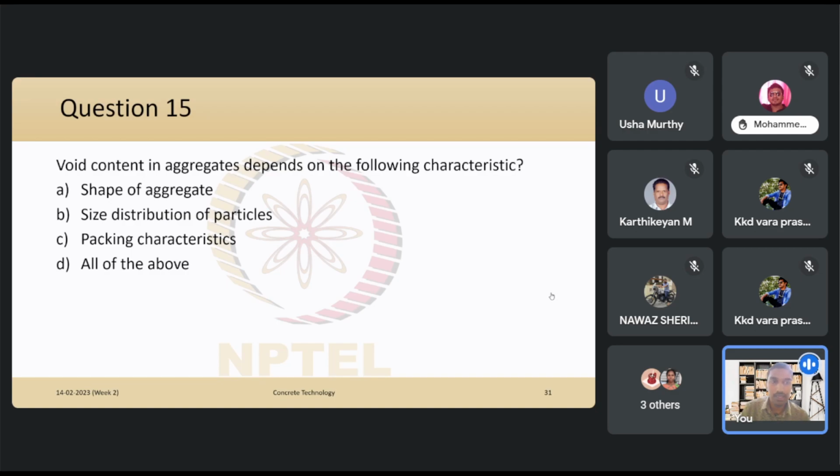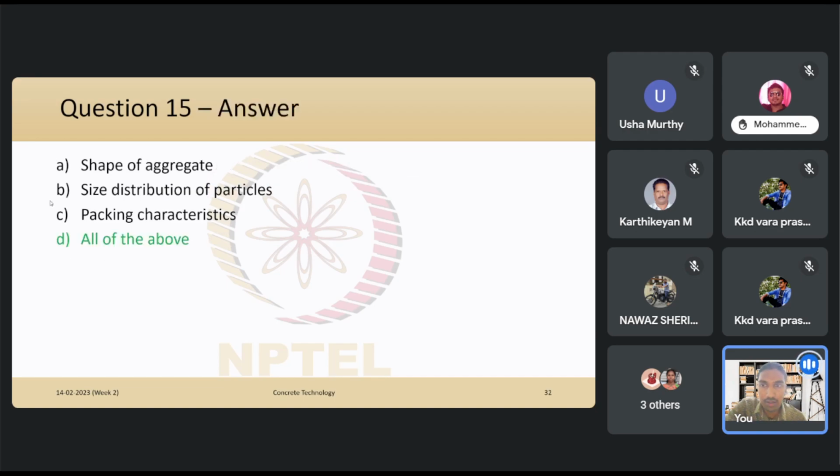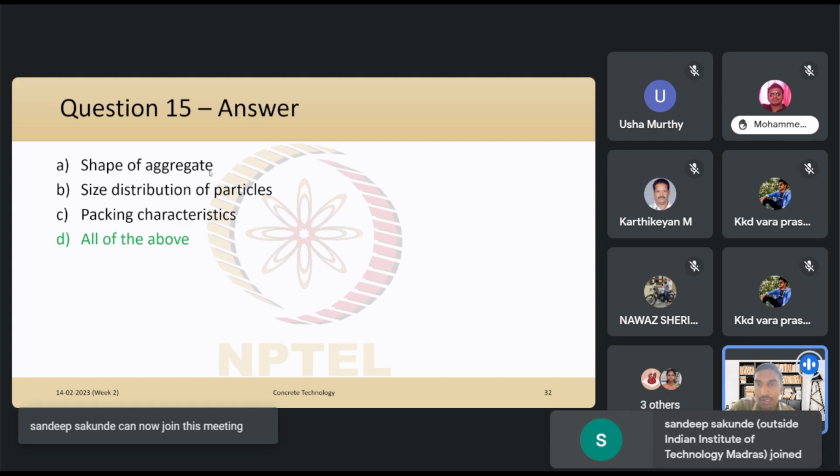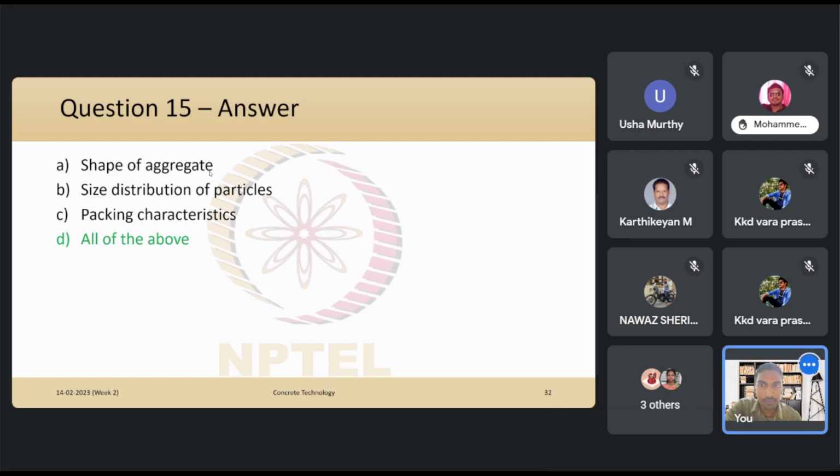Okay, so let's take a look at the right option. It is in fact option D, all of the above. The void content is determined based on the shape of the aggregate. We already saw this, right? The packing density is influenced by the shape. If it is spherical, then we get the most packing density, which also gives us the least voids. So the shape matters. The more irregular, there will be more voids.